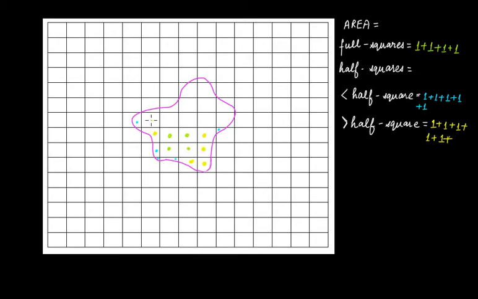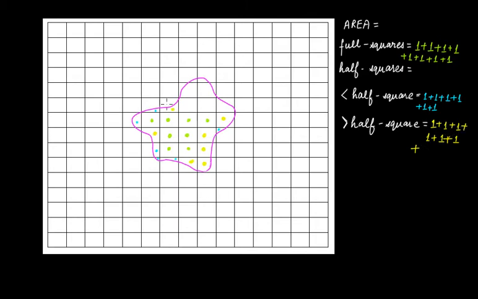Now this is a full square, this is a full square, this is a full square, this is a full square. So 1, 2, 3 and 4, so plus 1, plus 1, plus 1 and plus 1. Here it's more than half, plus 1, this one is less than half, plus 1. It is more than half, this one is more than half.